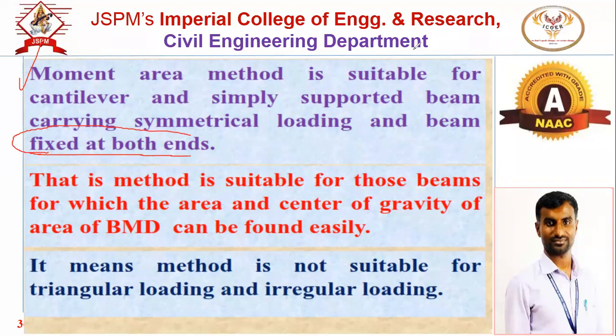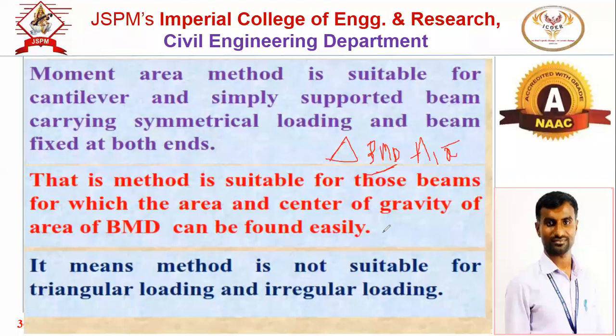And this particular method is suitable for a beam for which area and CG of that area of BMD can be found easily. Means what? If the nature of BMD is triangle, rectangle, parabolic curve, or we can say hyperbolic curve. So the figure should be a regular figure, or the diagram of BMD. If these are regular figures, then you can find out its area, then you can find out its centroidal distance. Then it will be easy to calculate using this moment area method.